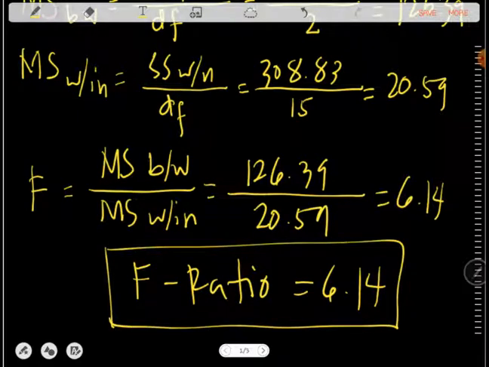Ngayon, di ba meron tayong nahanap na DF or yung ating critical value doon na mas mababa siya doon sa ating nahanap na F ratio. Therefore, marireject natin yung null hypothesis and then ang kukunin natin or ang i-adapt natin is itong na-compute natin na hypothesis or yung ating F ratio. So, ganun po, ka-critical yung ating analysis of variance.